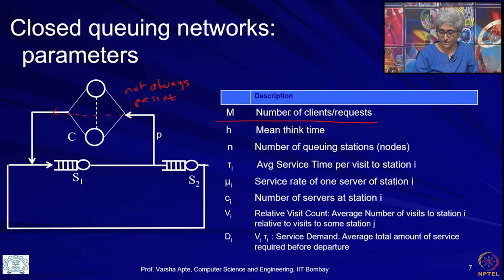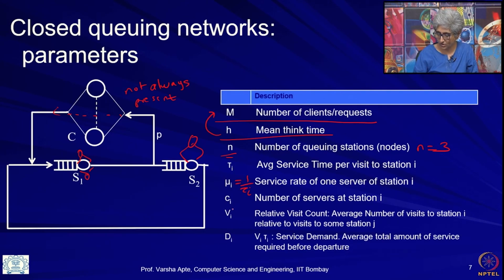Then if there is a client node, then there is a think time. Okay. If there is a client node, then there is a think time, and as usual we have number of queuing stations n. For example, here n is equal to 3. We have the average service time per visit tau I, mu I is nothing but 1 over tau I. Closed queuing networks can be defined with multiple servers here, right. We can have multiple servers here itself at each node. So, Ci represents the number of servers at station I.